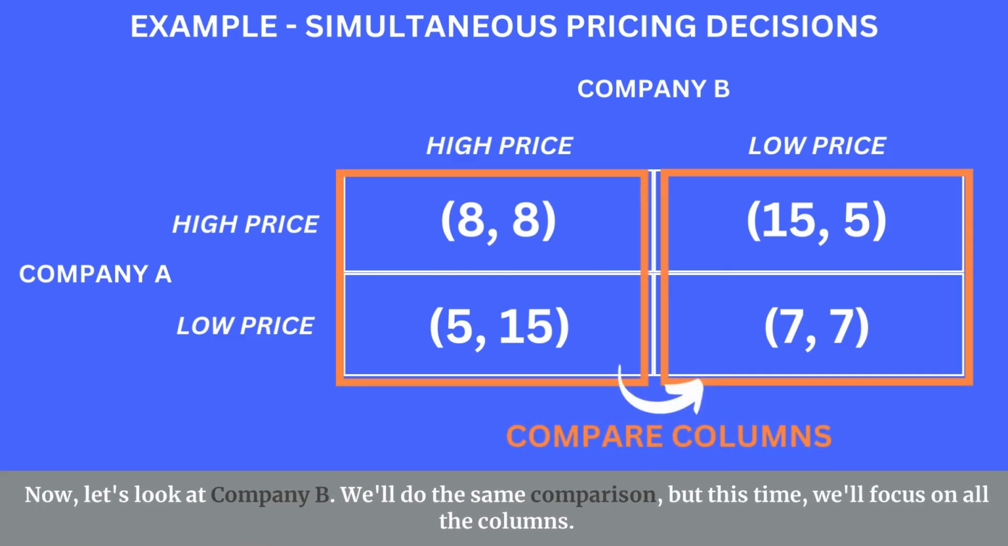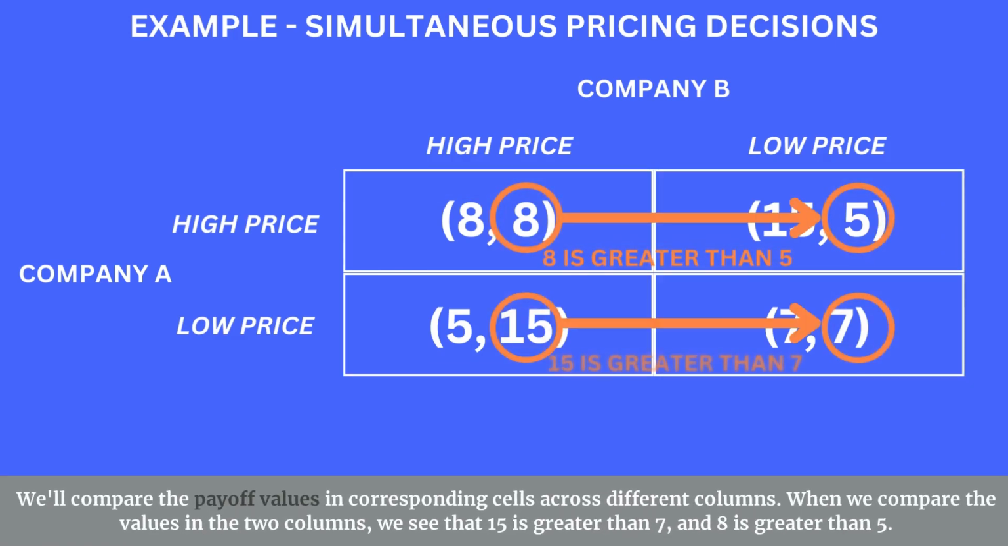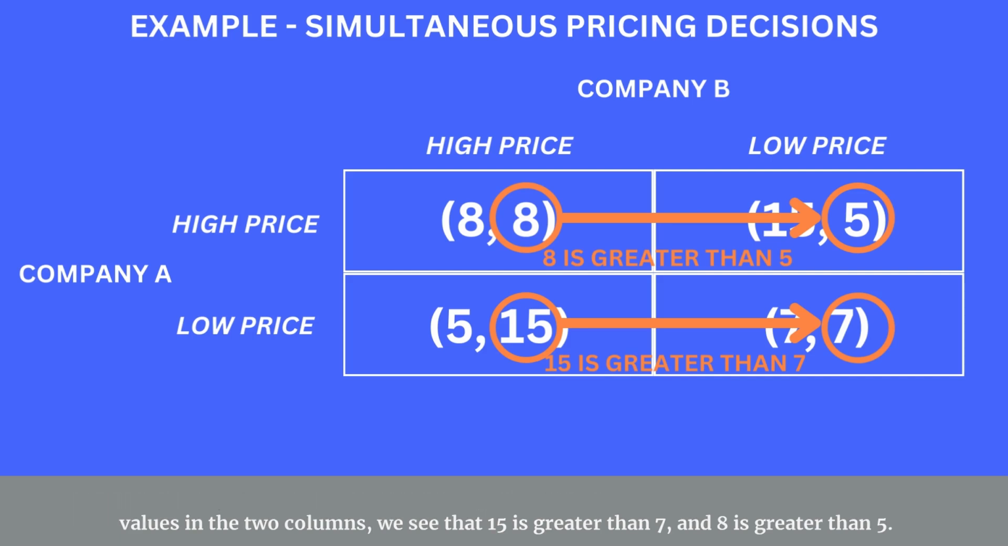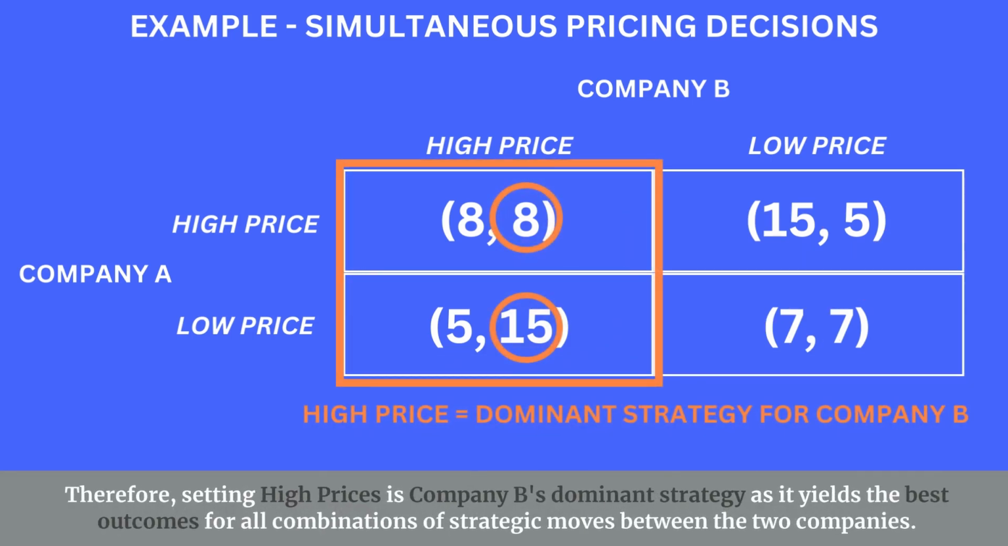We'll do the same comparison, but this time, we'll focus on all the columns. We'll compare the payoff values in corresponding cells across different columns. When we compare the values in the two columns, we see that 15 is greater than 7, and 8 is greater than 5. Therefore, setting high prices is Company B's dominant strategy as it yields the best outcomes for all combinations of strategic moves between the two companies.